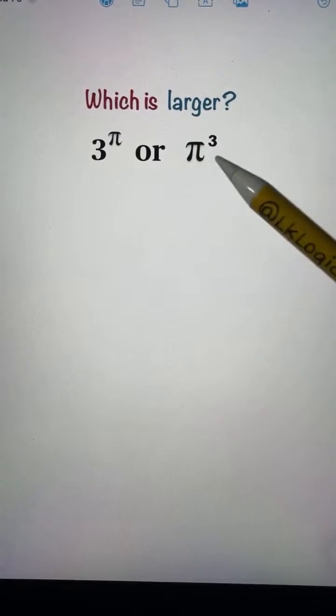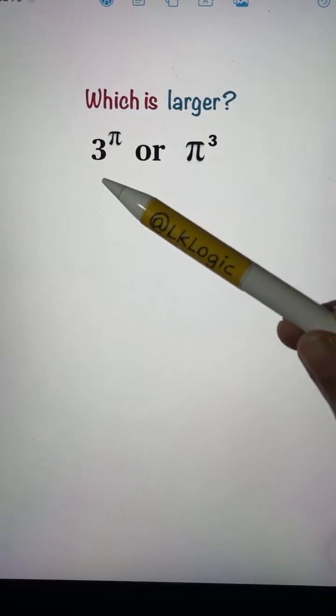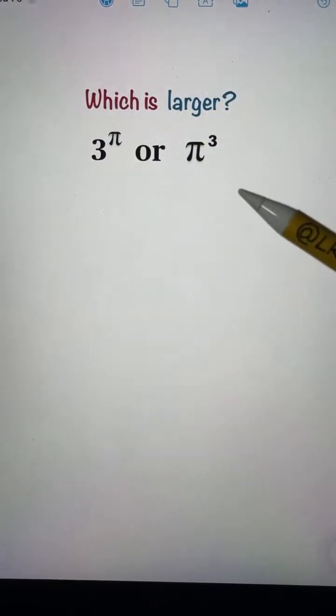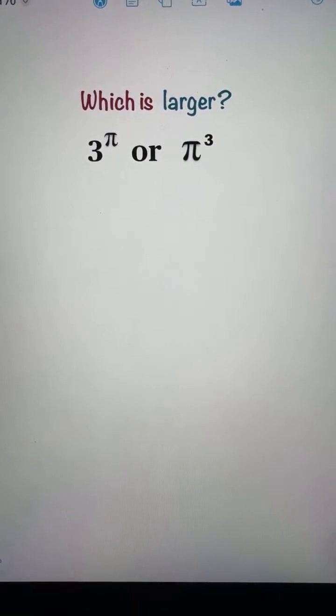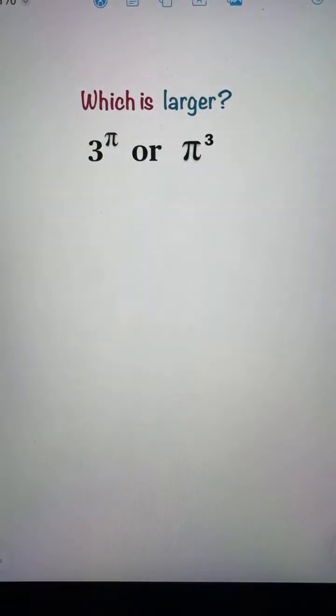See here, pi is irrational, right? And 3 is an integer. So what do you think? How can we solve this? We can solve this by taking natural log on both sides. So let's take natural log on both sides.